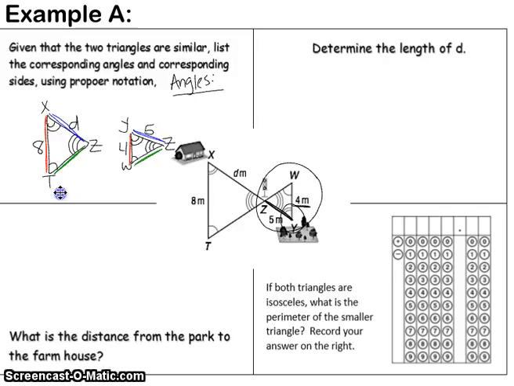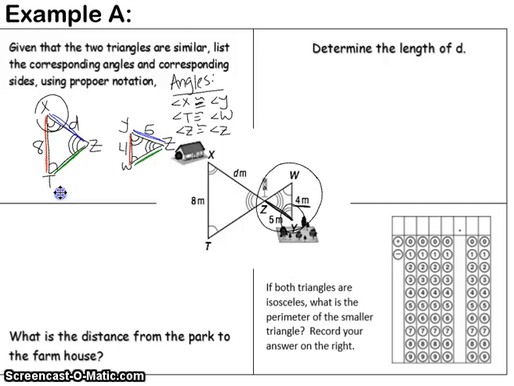I'm going to list my angles here. So I know that angle X, which is right here, where those 2 notations are, corresponds to angle Y. I know that angle T corresponds to angle W, and I know that angle Z corresponds to angle Z. So both of those angles on both triangles correspond to each other.